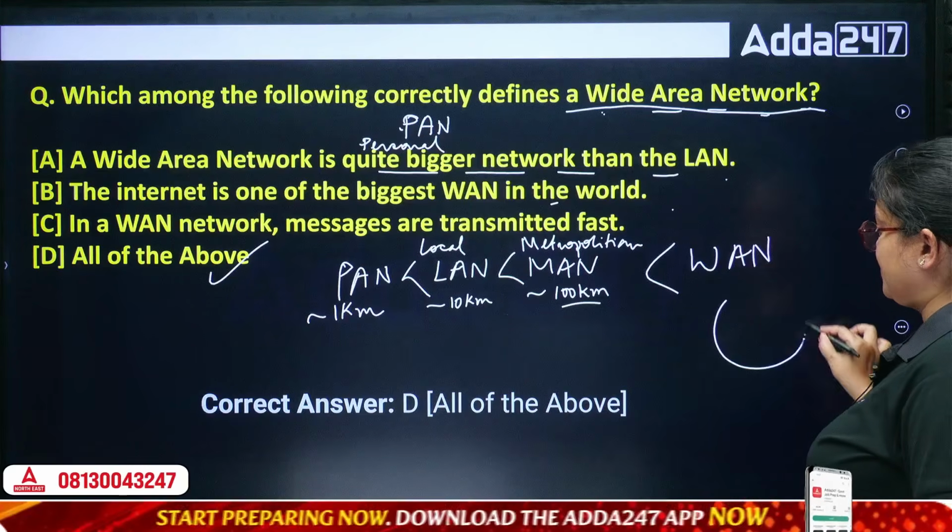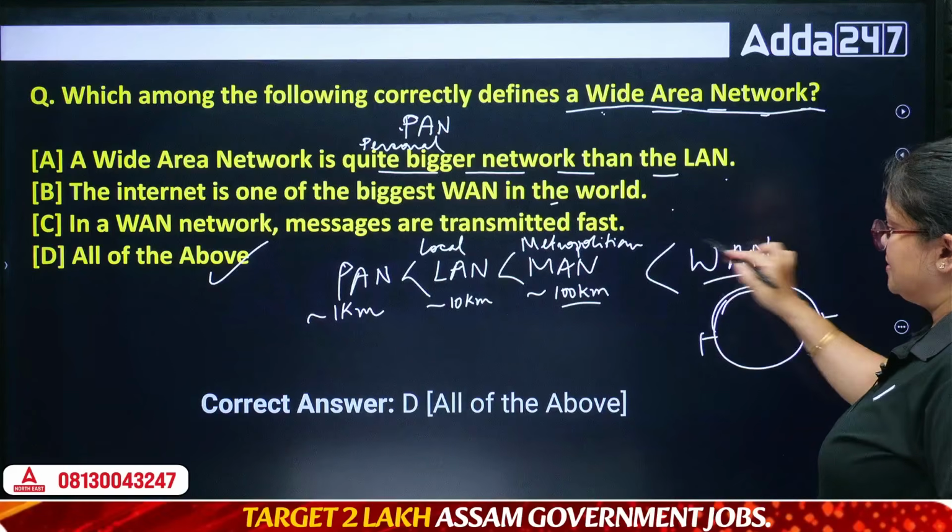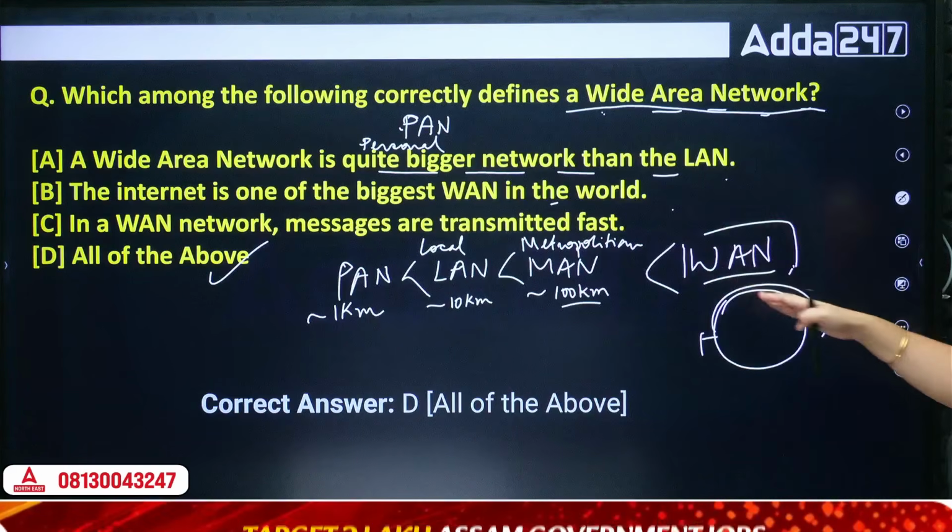While when we say WAN connection, think if this is our earth, to connect from here to here, I can use a wide area network. So this does not have any range.